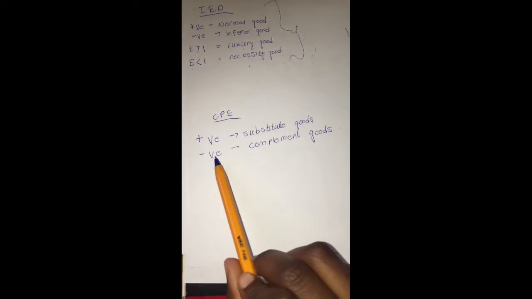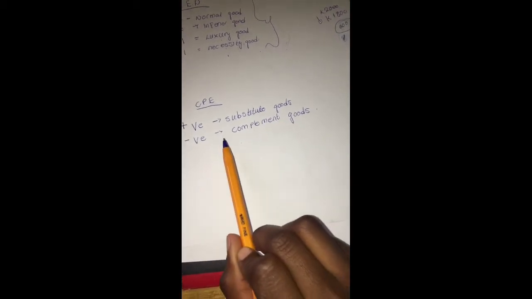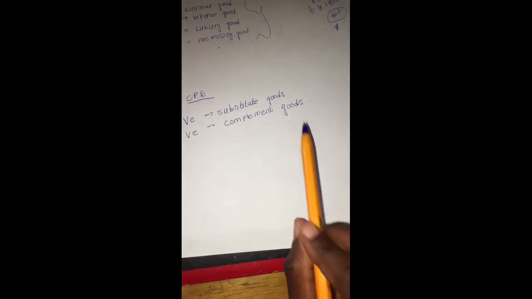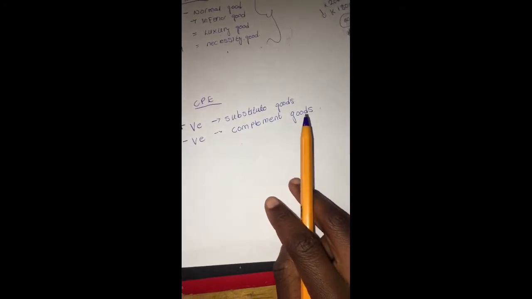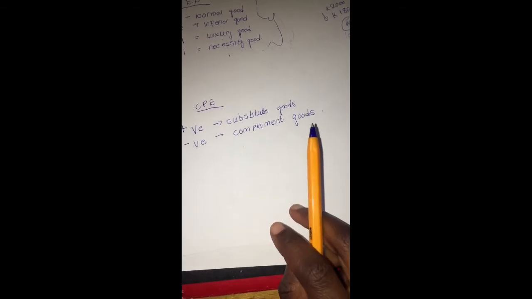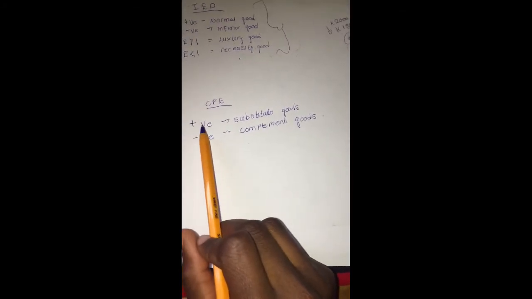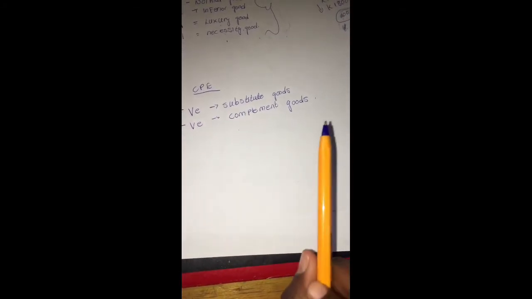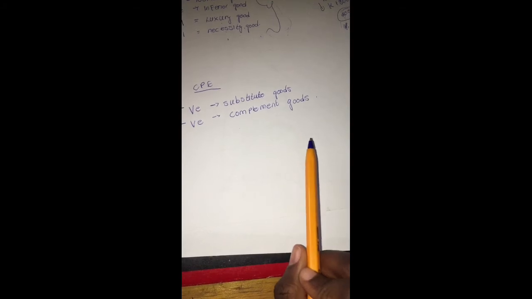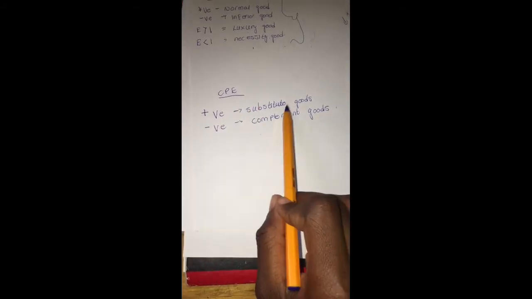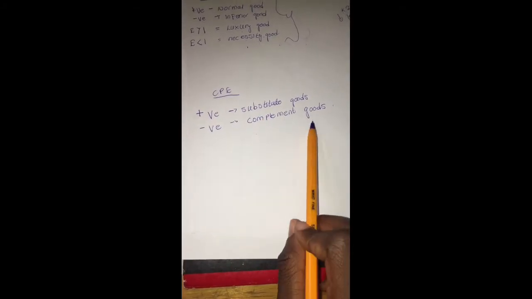And if your answer is negative, it means the goods you're dealing with are complement goods. So complement goods are two goods that are consumed as a bundle. An example would be a cell phone and a SIM card. So if the price of cell phones increases, the demand for SIM cards will reduce. So there's that negative relationship. While for substitute goods, there's that positive relationship between the price of one good and the quantity demanded for the other good. So if your answer is positive, they're substitute goods, and if your answer is negative, they're complement goods.